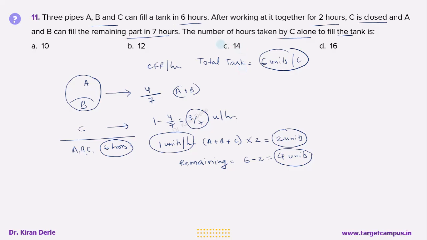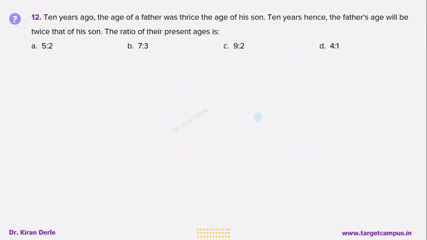Okay, what is our question? The number of hours taken by C alone to fill the tank. What is the capacity of the tank? It is 6 units. 6 units with this efficiency, 3 by 7: 6 divided by 3 by 7 is 2 into 7, 14. That's it. I hope this is also clear. I have already explained these concepts in our topic concept videos, so make sure you go through them also if you don't get it here.